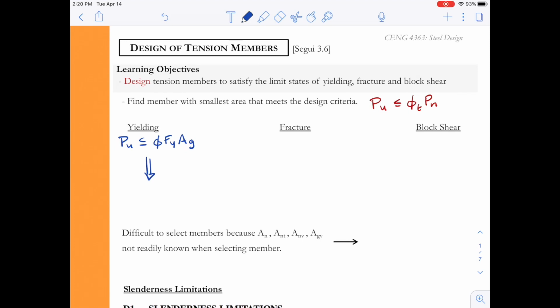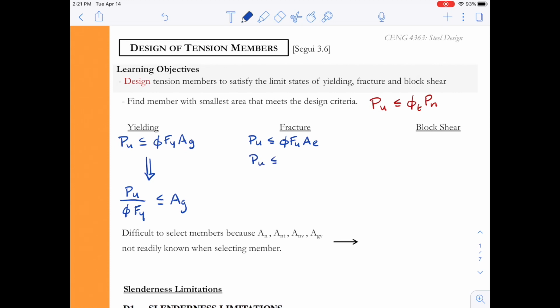I like to rewrite this in terms of the gross area. A lot of times when we start a design problem, we know what kind of loads we have on it, P sub U. We also know what phi is, and we have an idea of what material we're going to use. So we can put everything in terms of the area that's needed. That'll help us pick members that are efficient.